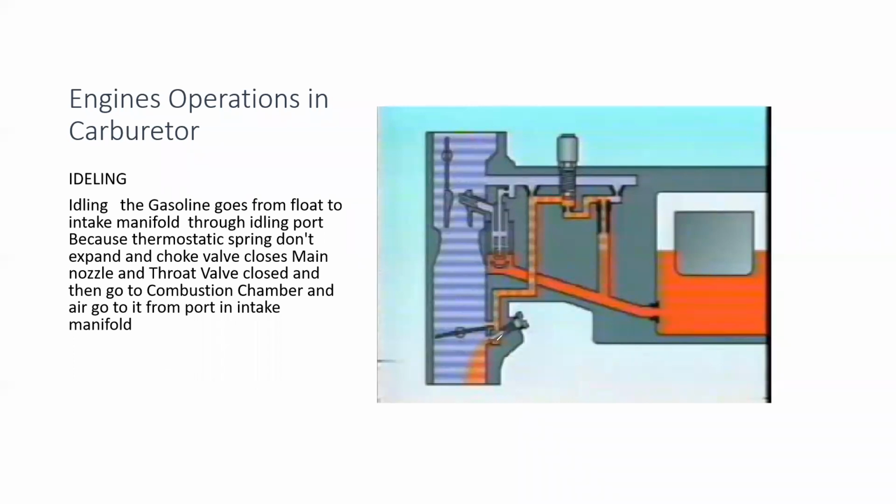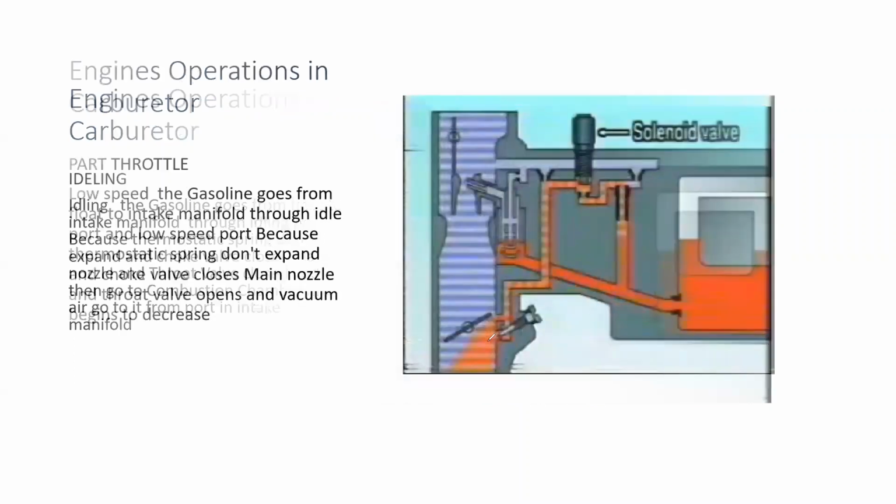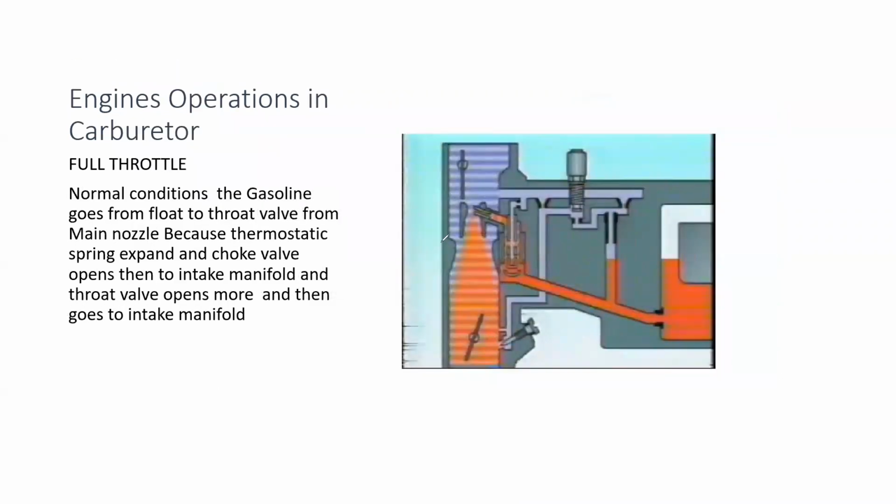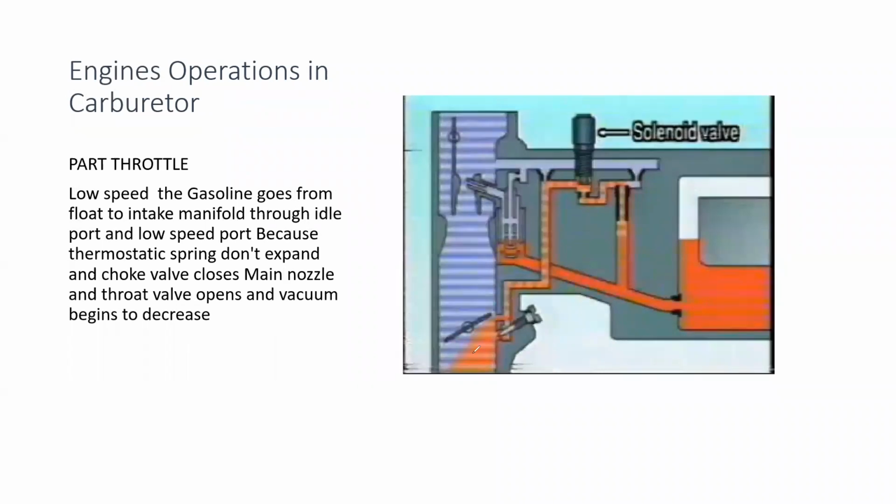If we go to the next one, that's the idling. So idling means only the bottom valve is delivering the fuel. Now if we go to part throttle, at part throttle, the vacuum around here and over here are both the same. So both of the ports are providing fuel. So you have twice as much fuel coming. So the engine can go a little bit faster, right? A little bit faster.